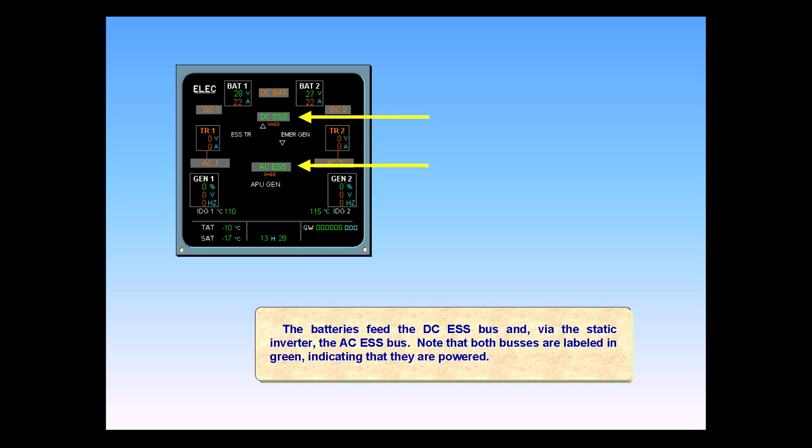The batteries feed the DC essential bus and, via the static inverter, the AC essential bus. Note that both buses are labeled in green, indicating that they are powered. Both shed essential buses are automatically depowered, indicated by the amber SHED indications below their respective buses.